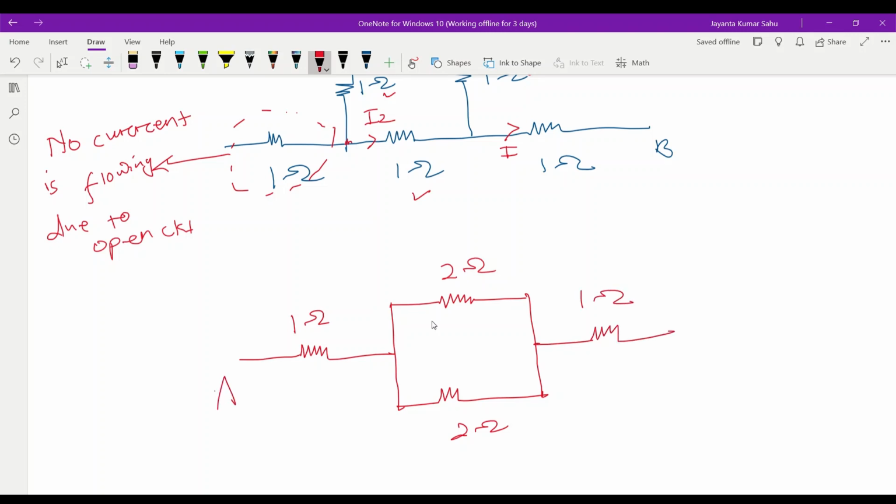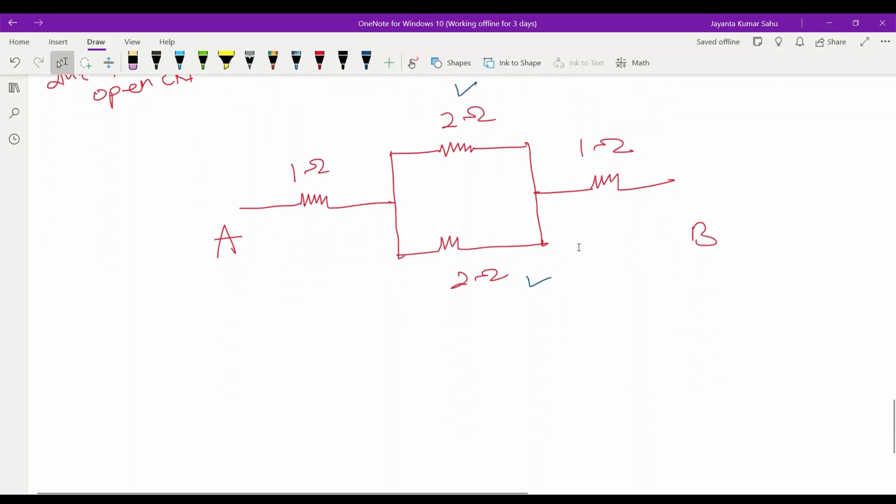A and B. Now this 2 and 2 are connected in parallel. Then what is the equivalent resistance? 2 by 2 equals 1. Directly, there is no need to apply the conventional method. Resistance value divided by number of resistors, that is equal to 1 ohm.